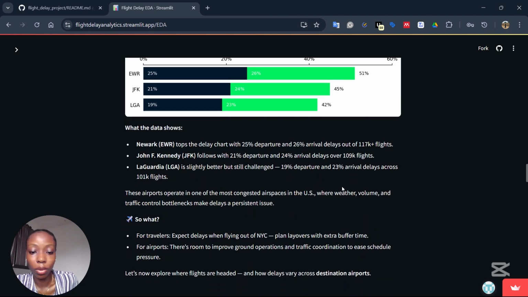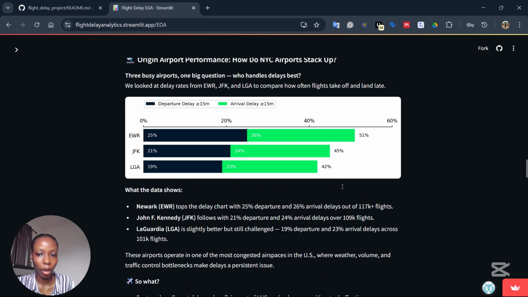These airports operate in one of the most congested areas in the US, New York City, where weather, volume, and traffic control bottlenecks make delays a persistent issue. So, what should we ask? For travelers, expect delays when flying out of New York City. So, you have to plan layovers with extra buffer time or leeway. For airports, there is room to improve ground operations and traffic conditions to ease schedule pressure. Let's now explore where flights are headed and how delays vary across destination airports.